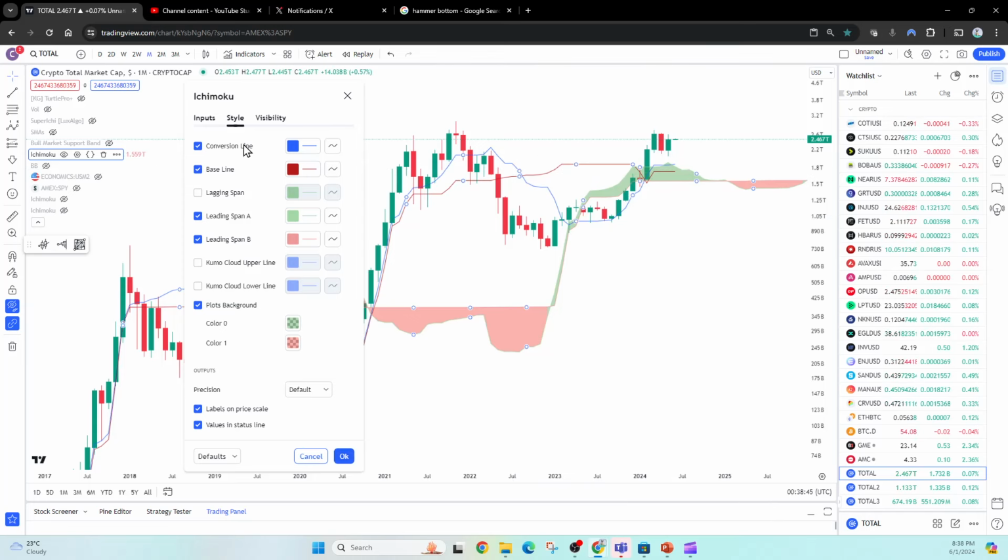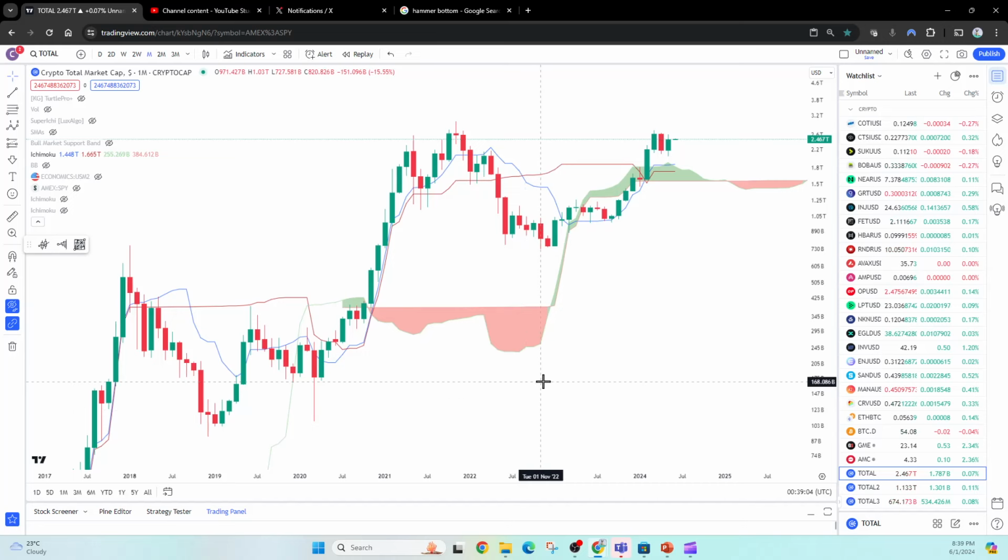The clouds and these lines, conversion and baseline, Kijun and Tenkan, are all potential resistance and support lines, and they can also tell you a little bit more about the trends. The cloud itself is also a very, very strong support or resistance here as well. Both the top of the cloud and the bottom of the cloud can serve as a resistance or support. So that's basically the bottom line of looking at the Ichimoku cloud.